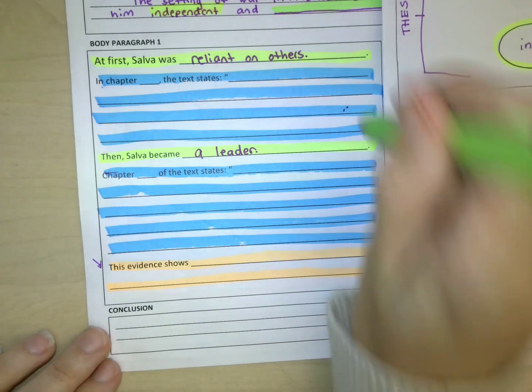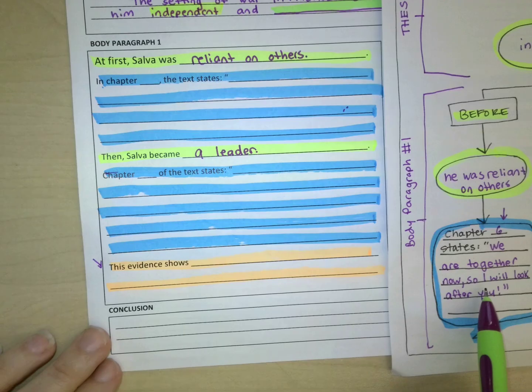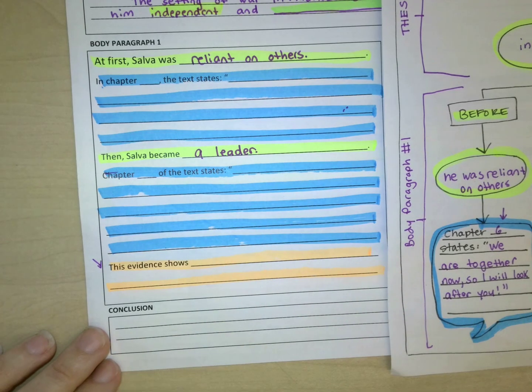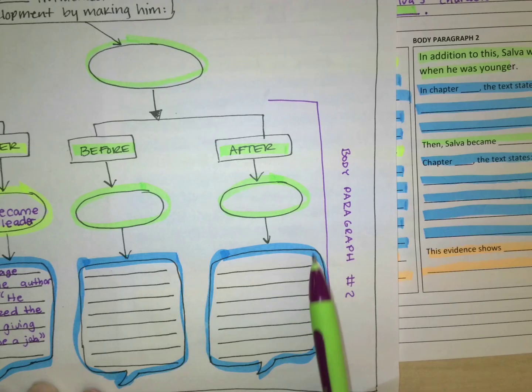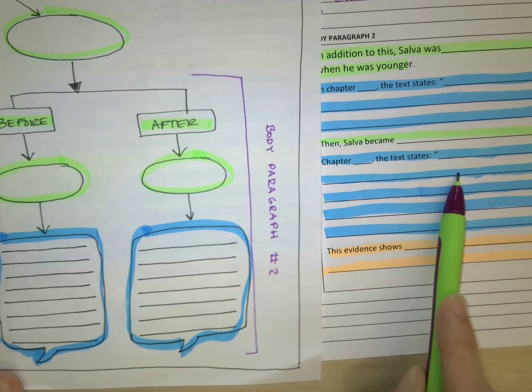Do not leave these blues blank. I'm leaving the blues blank because I'm not going to go through the step in this video of copying this down, but you have this text evidence. You need to put it there. And then you're going to do the same thing. So you should have this all filled out. Yours should not be blank like mine. And you're going to use that information to complete body paragraph number 2.